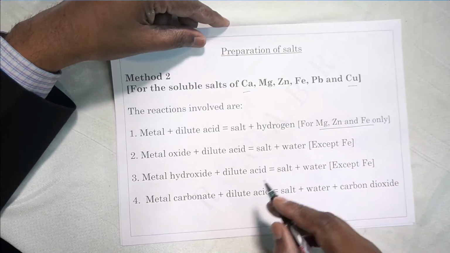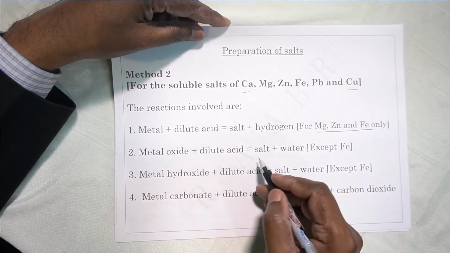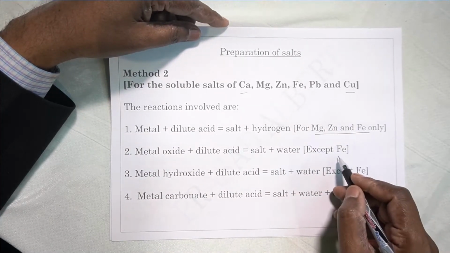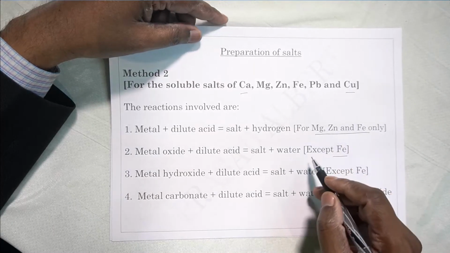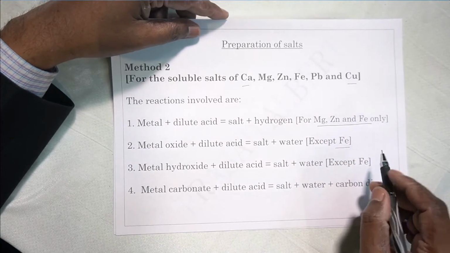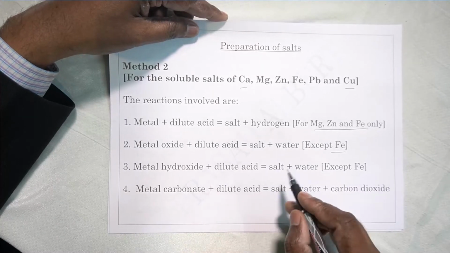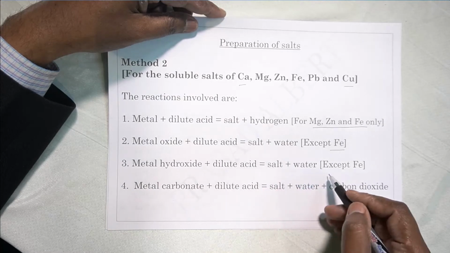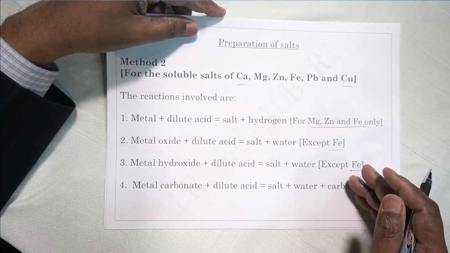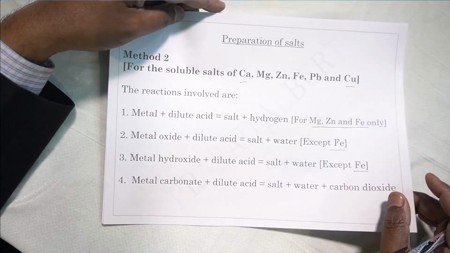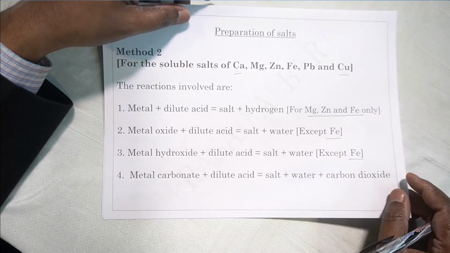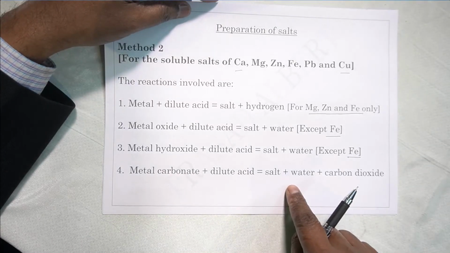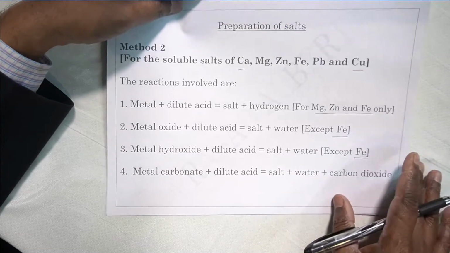Then we have metal oxide plus dilute acid. Metal oxide is a base, so this is neutralization, giving salt plus water, except for iron, because FeO is usually not available in the laboratory. Then metal hydroxide plus dilute acid gives salt plus water, since metal hydroxide is a base. Again, except Fe, because ferrous hydroxide or ferric hydroxide is not usually available in the laboratory. Metal carbonate plus dilute acid gives salt plus water plus carbon dioxide. This can be used on all of them.